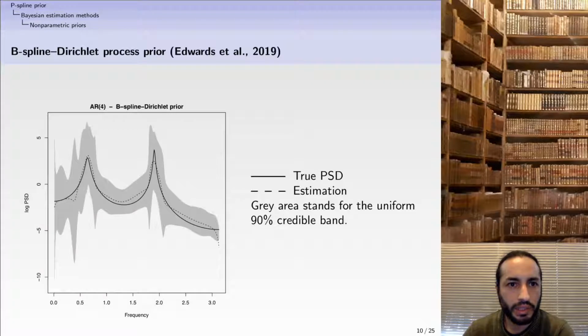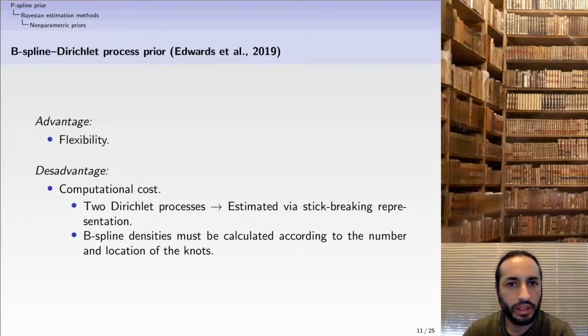Here we can see that this method outperforms the Bernstein-Dirichlet prior. So the peaks are clearly captured by the B-splines method. In general, this method is able to model power spectral density functions with broad peaks. The main advantage of this method is its flexibility. As in our example, and as Edwards et al. showed in their paper, the B-spline Dirichlet process prior is able to estimate the spiky spectral densities.